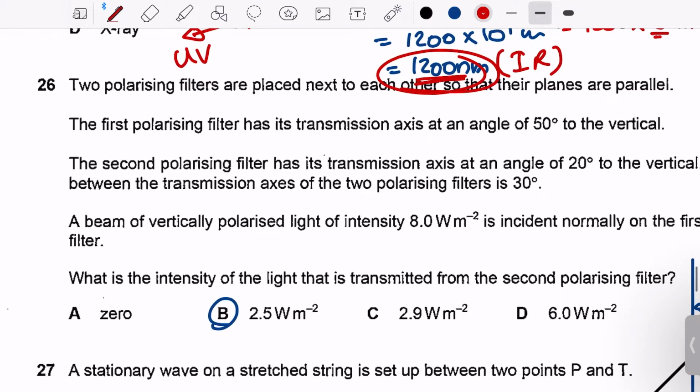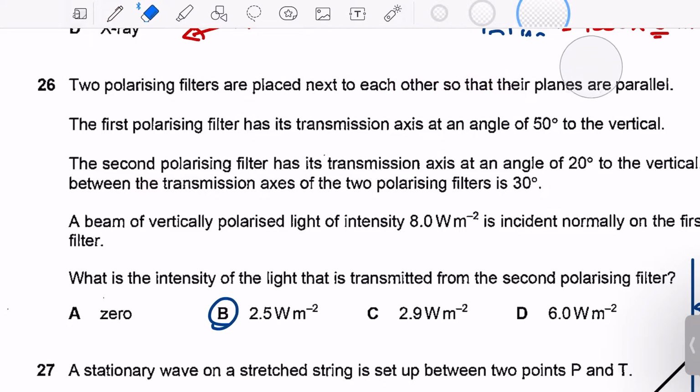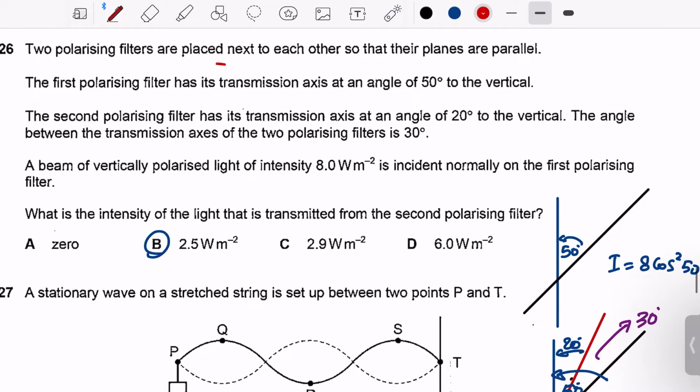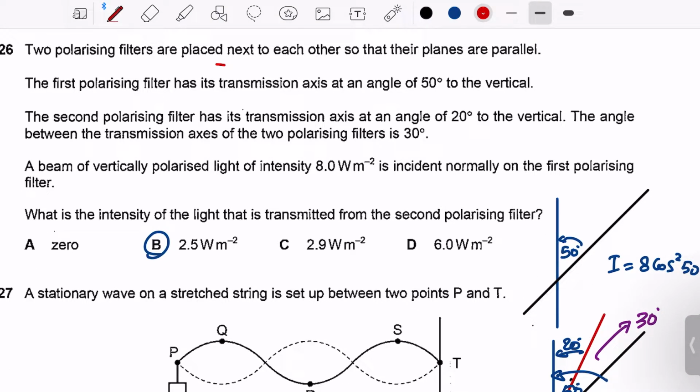Question 26, two polarizing filters. Let me erase this one first. Two polarizing filters are placed next to each other, so this is a very good question. So let's read. The beam is vertically polarized.